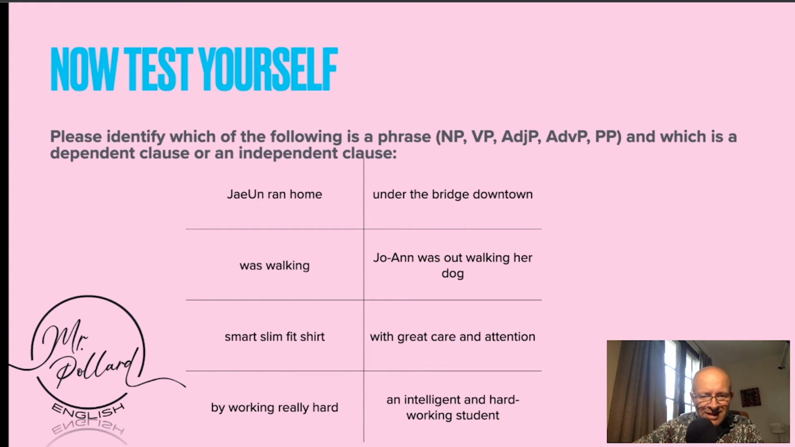So, I'm going to give you a bit of time to have a look through these examples here. What you're deciding is whether you're dealing with a phrase or a clause. If it's a phrase, what type of phrase? Is it a noun phrase? Is it a verb phrase, an adjective phrase, adverb phrase, or prepositional phrase? And if it's a clause, is it a dependent, subordinate, or independent main clause? Pause the video now, take a little bit of time to think this through, write down your answers, and I'll give you the answers in a minute or two.